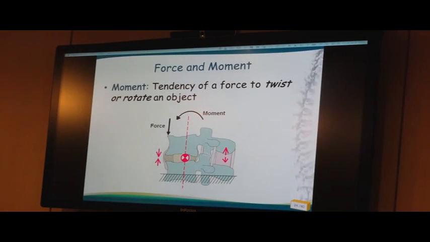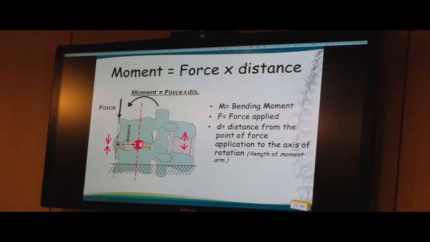Moment means the tendency of a force to twist or rotate an object. For example, if you press on the anterior vertebral body, you will see a bending moment. It will be a flexion. We say it is a moment. And this is the most important formula of spinal biomechanics. Moment equals force times distance. That means when you apply force and multiply it with the distance to the instantaneous axis of rotation, from here to here, you will have the moment amount.